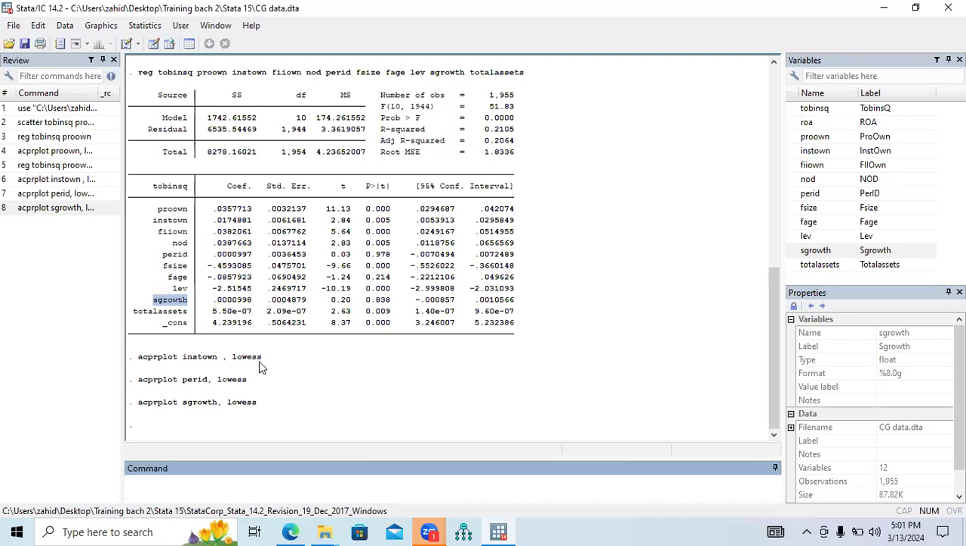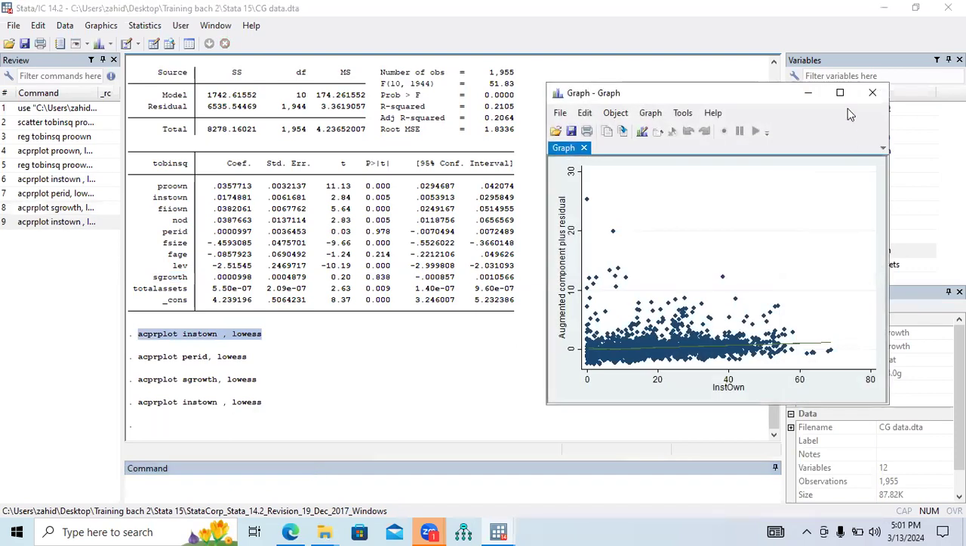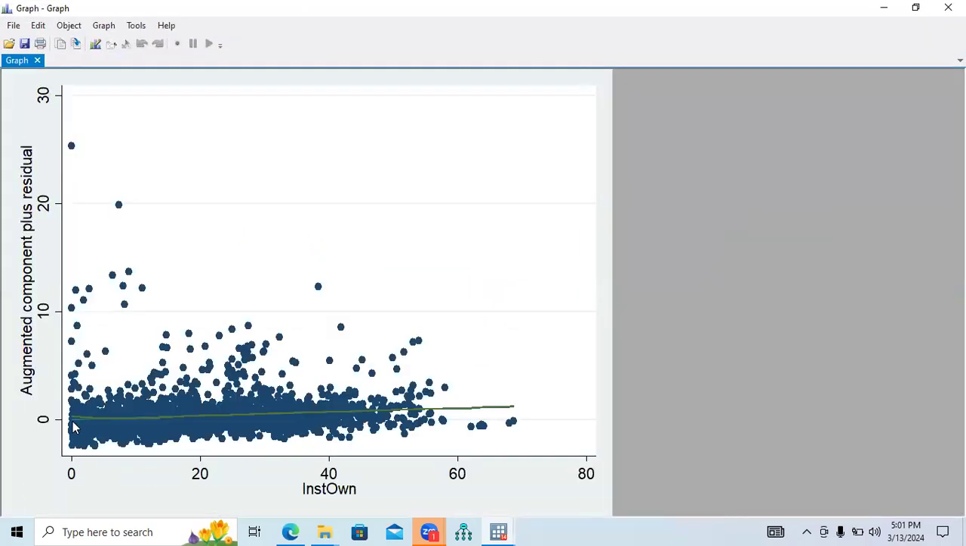But in case of, for example, institutional ownership, if we observe the institutional ownership here, I would like to show you. You find a straight line, the line like this. This is a straight line. This is not a curved line. So you can observe here a linear relationship.